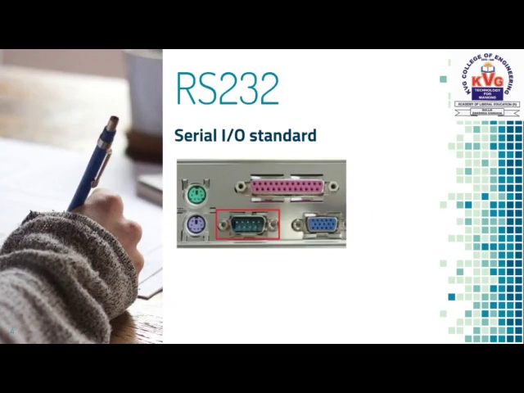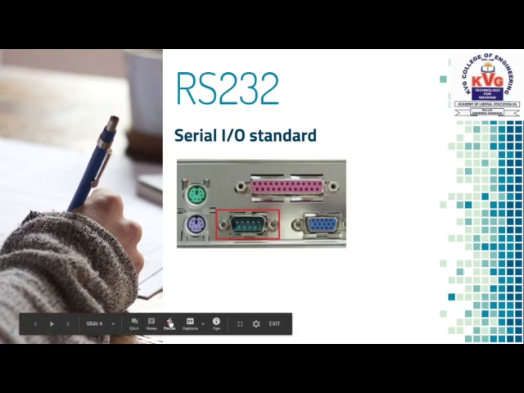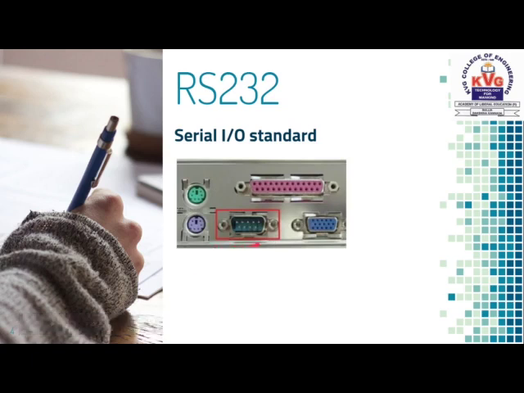IBM introduced the DB9 RS-232 version of the serial I/O standard, which is most widely used in PCs and several devices. The hardware, which is highlighted by a red box, is the D-shell connector with 9 pins, which is used for serial data transmission using the RS-232 standard.